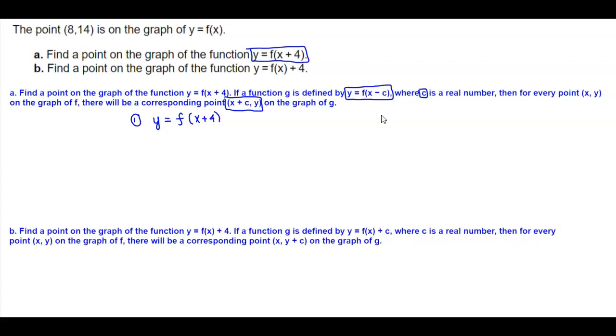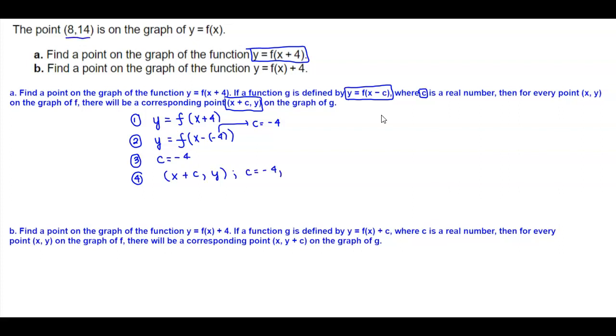Now we need to rewrite this in the form of x minus a constant. So this is going to be f of x minus negative 4. In this case, c is equal to negative 4. So for step number 3, we determined that c is equal to negative 4. Now we want to find the form x plus c, comma y.